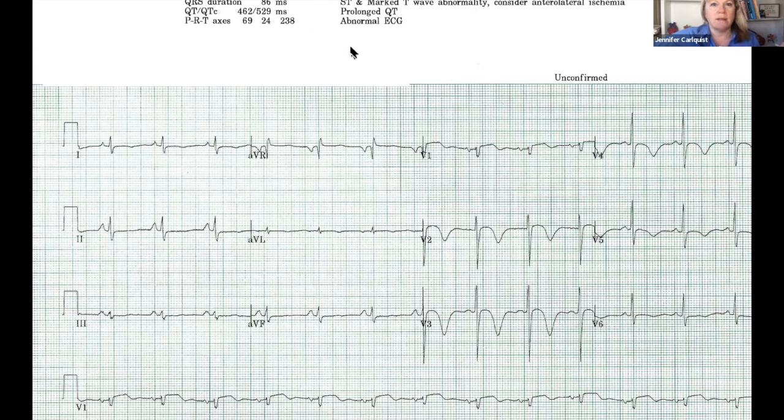So the rate is normal. Right here, ventricular rate of 79. The next thing we want to do is go down to rhythm. Down here, you have V1 pulled out for you, and you can see that there are nice, beautiful P waves. So we can safely ascertain that this is sinus rhythm, okay? It's also got a regular R to R interval, so that's also helpful.